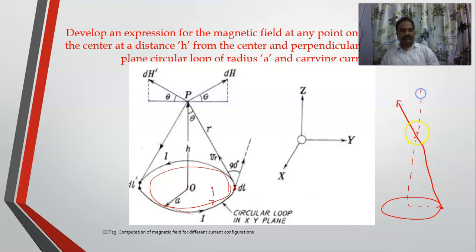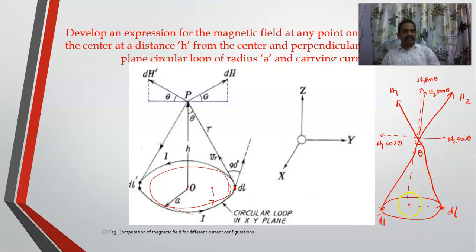And it has two components: one is a normal component, the other is a vertical component. Let us suppose this is theta, and this field is h1. This component is h1 sin theta, and this is h1 cos theta. Diametrically opposite to this one, there is another element, I'll take it as dl dash. It will develop h2. Now h2 sin theta will be in this fashion, and this is h2 cos theta.